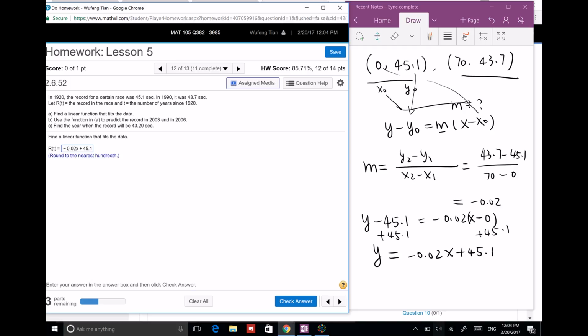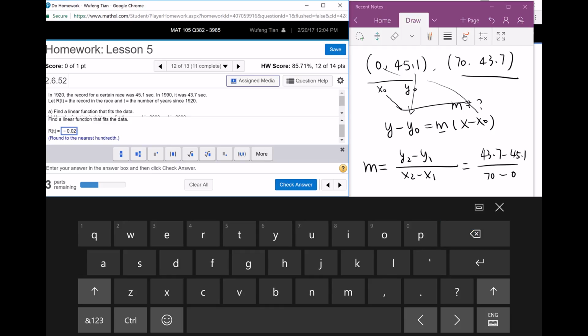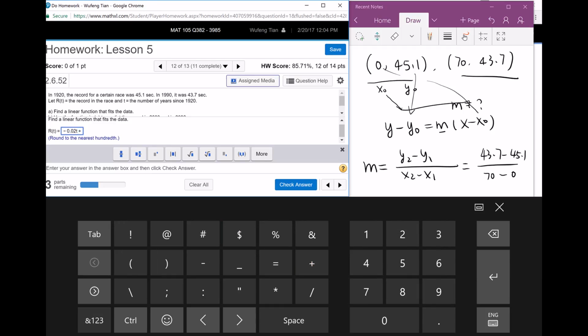Wait, let me just do this again. 45.1 minus 43.7, divided by 70, equals negative 0.02. Oh, it's t. When you do that, it's going to be t, because we're not using x here, and plus 45.1.